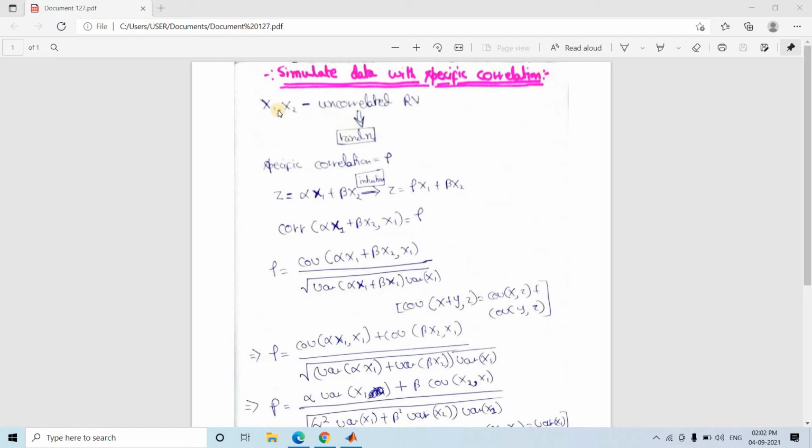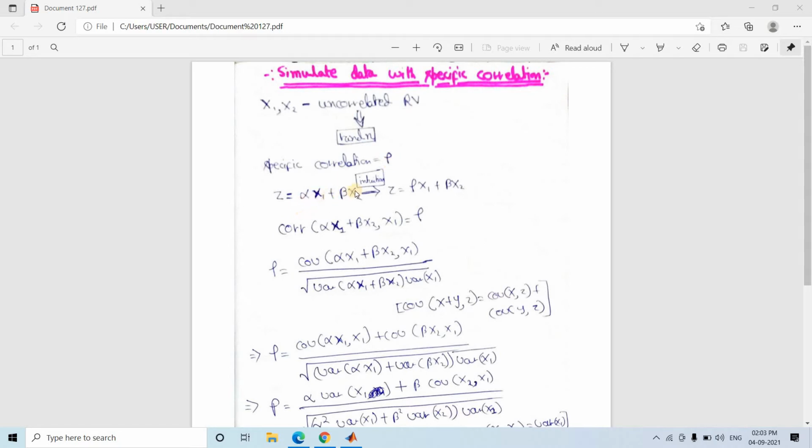So we will start with randn, and from these uncorrelated random variables we will try to make a data set which has a specific correlation, which is rho. We will generate another random variable z, a linear combination of these two random variables with some specific coefficients, such that when we compute the correlation between z and x1, which is one random variable of our data set, we get the specific correlation value rho.